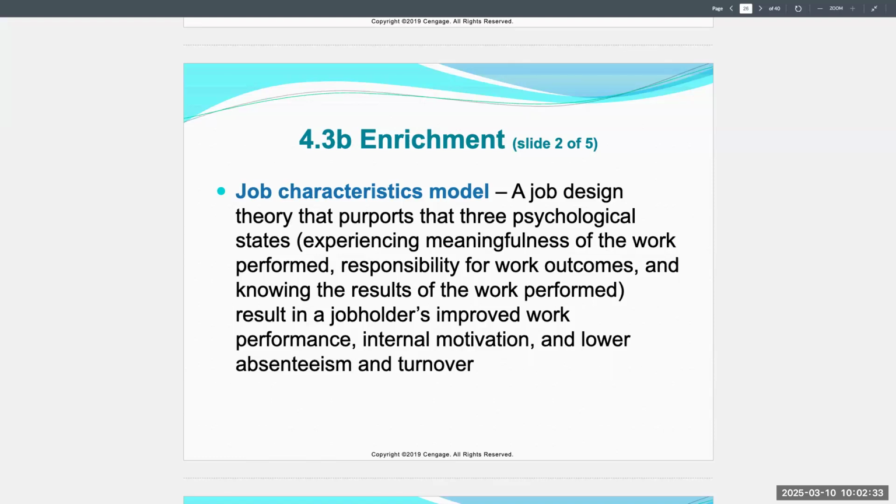So, skill variety: more diverse skill sets lead to greater engagement. Task identity is completing a whole project, which enhances satisfaction. You feel good when you finish something, and so do employees. Task significance, knowing one's work has an impact, boosts motivation greatly.